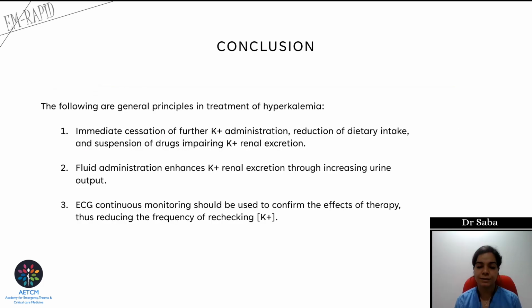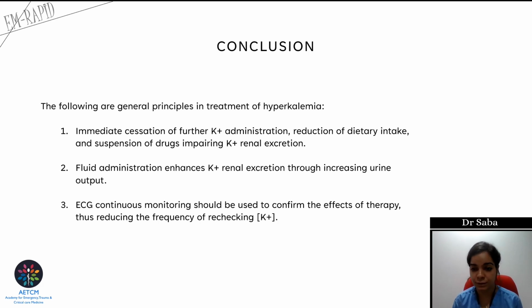So whenever we are treating hyperkalemia, there are a few general principles that we keep in mind. One is continuous ECG monitoring, and that will have two advantages. One, it will confirm the effects of a therapy, and second, it will reduce the frequency of rechecking potassium. That is, whenever potassium levels are coming down because of our therapy, ECG changes will go back to normalcy, and we will be able to see the effects of our therapy on the ECG monitor immediately.